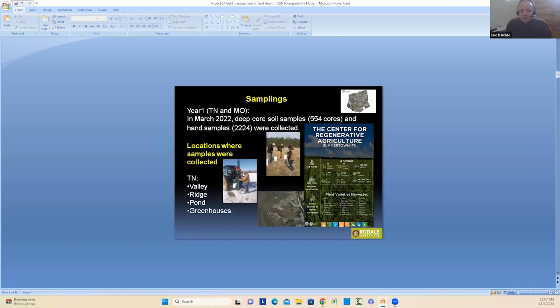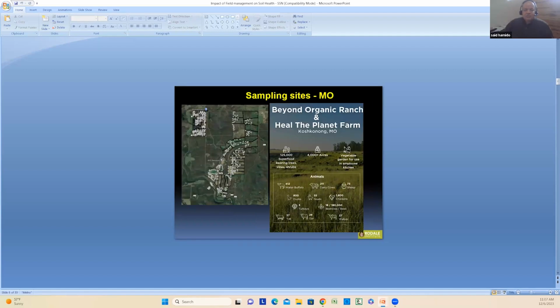And for this study, we had two different farms, two ranches, one in Tennessee and the other one in Missouri. The one in Tennessee is a small farm. Just some background about the farm: it has more than 130 acres under different management, different trees, the forage. We'll get into details for this in a minute. This is the property we collected in Tennessee, and let's get to Missouri.